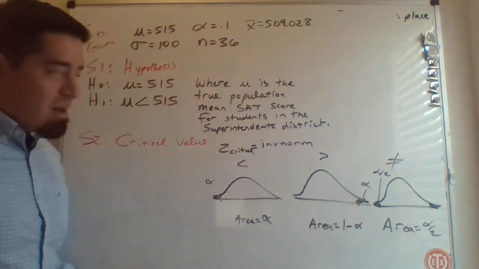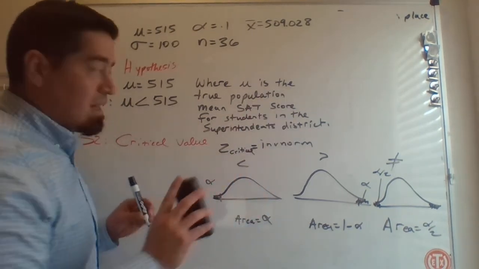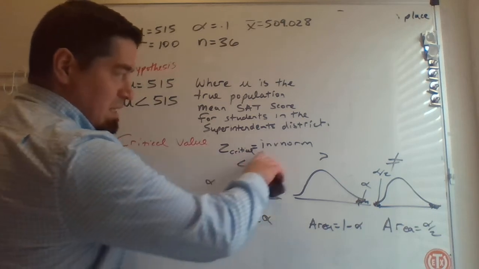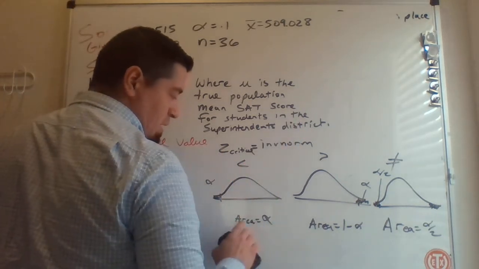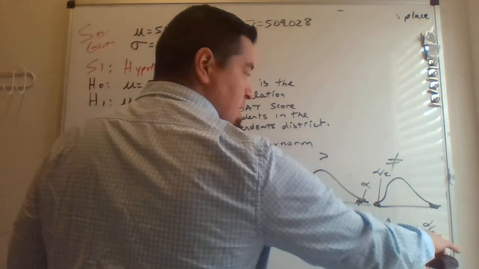So I'm going to erase that now, but for some reason, I tell you all that in class and students find that the most challenging, but basically it's just inverse norm. Area to the left, it's just alpha. Area to the right, it's 1 minus alpha. Area on both sides, alpha over 2.